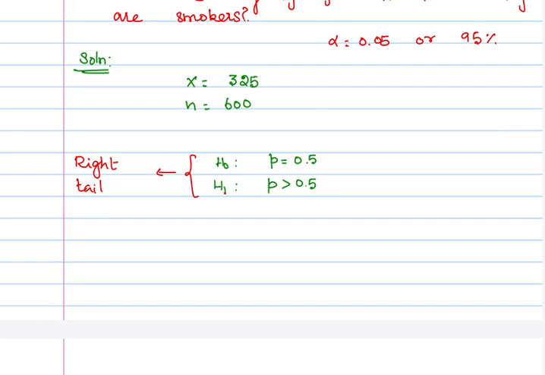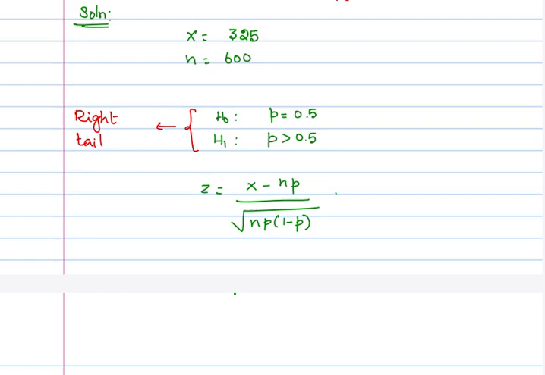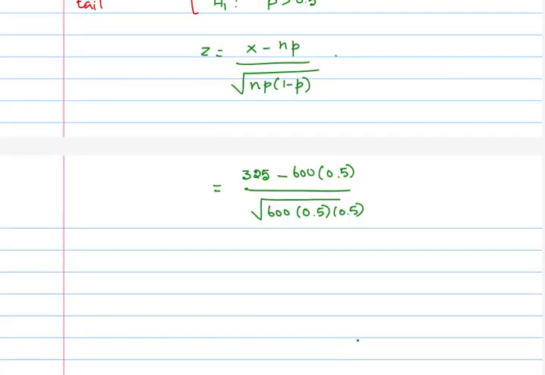Now I want to calculate the z value. The z value is x minus n p, divided by the square root of n times p times 1 minus p. Some people use q for 1 minus p. Both are the same. So what is x? x equals 325, n equals 600. So 325 minus 600 times 0.5, divided by the square root of 600 times 0.5 times 0.5.